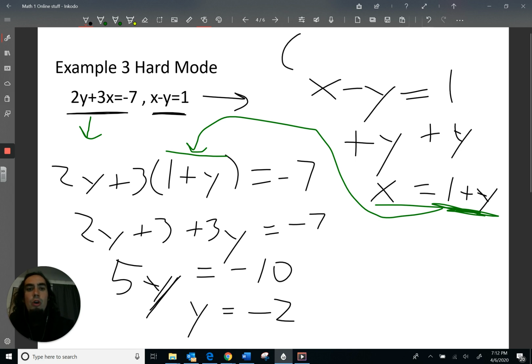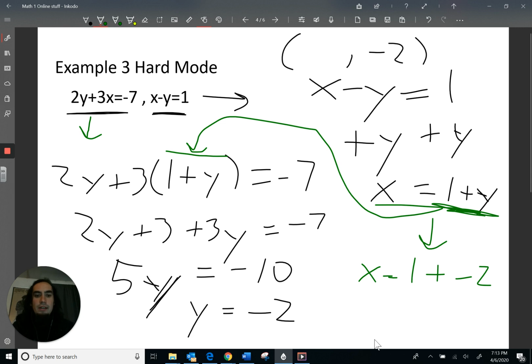Great. So are we done? No. But we do know that y is negative 2. Now I need my x value. Oh, but remember, we already found out that x is 1 plus y. So if x is 1 plus y, then that means x is negative 1. Just like that. Perfect. We did it.